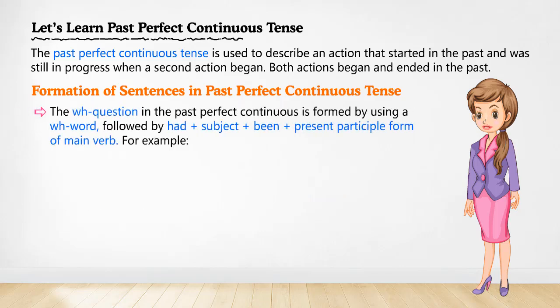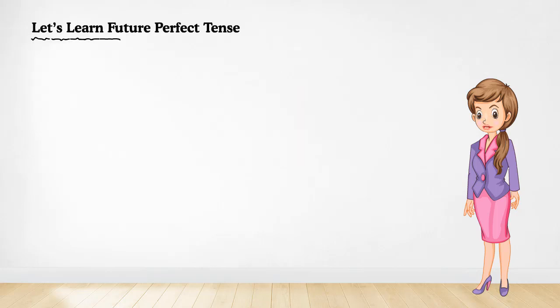The WH question in the past perfect continuous is formed by using a WH word followed by had plus subject plus been plus present participle form of main verb. For example, where had he been walking all this while?